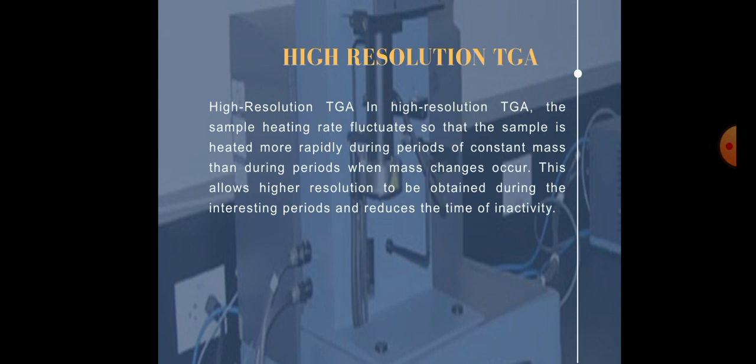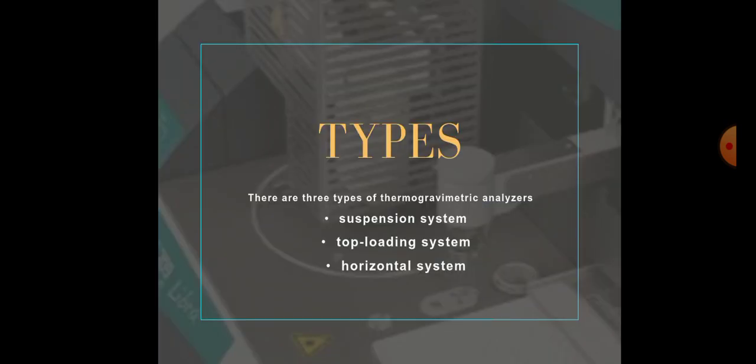High resolution TG. In high resolution TG, the sample heating rate fluctuates so that the sample is heated more rapidly during periods of constant mass than during periods when mass changes occur. This allows higher resolution to be obtained during the interesting periods and reduces the time of inactivity.